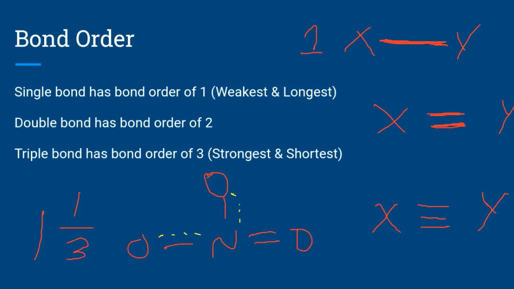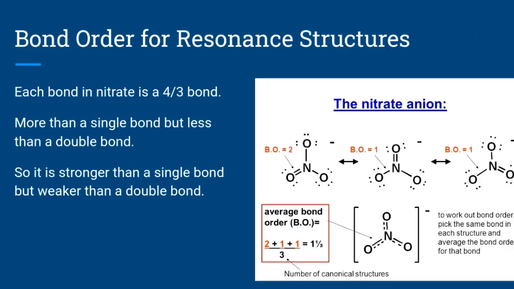All right, so that's bond order. The last thing that I want to talk about, oh wait, no, sorry. Oh yeah, bond order, there's one more minute. So again, this is that nitrate example. Each bond in nitrate is a 4/3 bond. That's just 1 1/3 written as an improper fraction. More than a single bond, but less than a double bond. Remember, a single bond has a bond order of 1, and a double bond has a bond order of 2. So 1 1/3 actually comes between that.